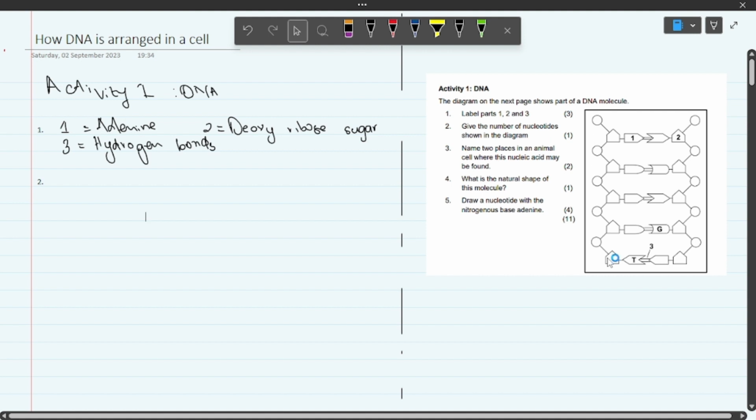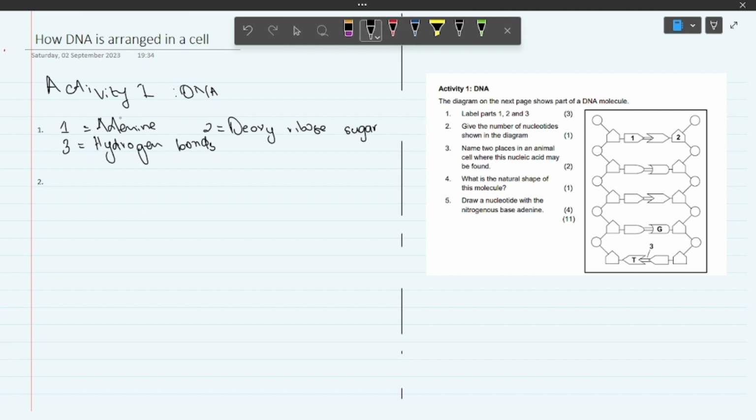Okay, so let's write that down. So given the number of nucleotides shown in the diagram, give the number of nucleotides. So there are what? There are 10 nucleotides.